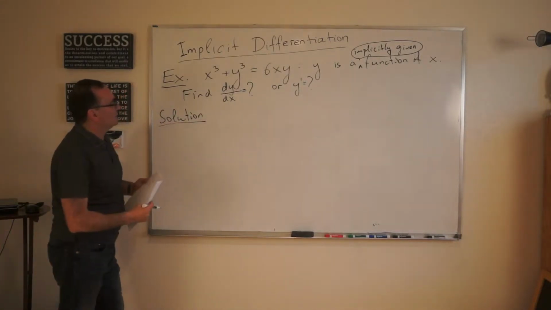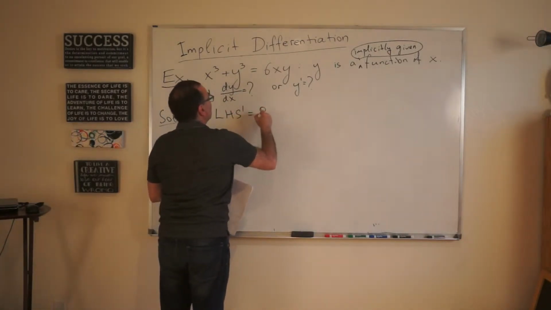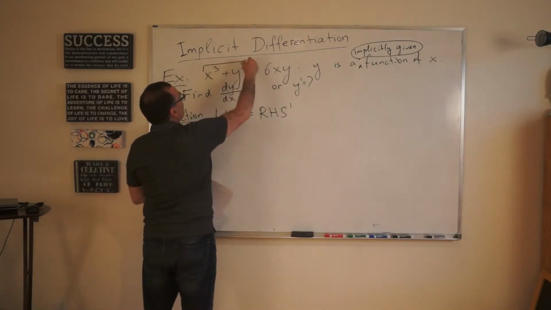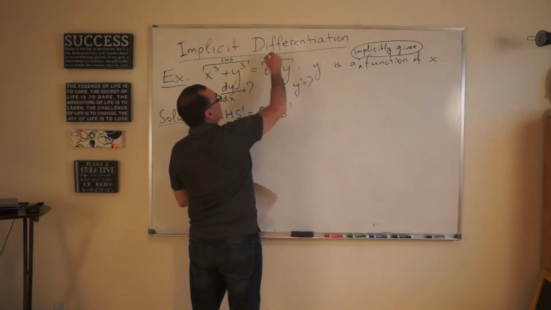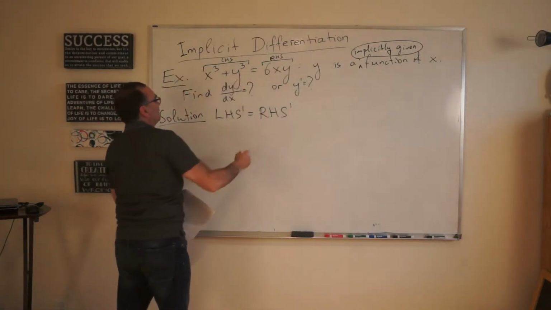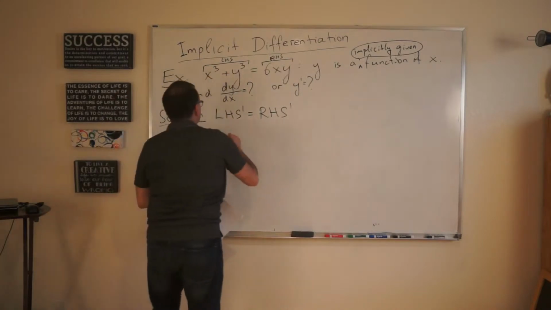Once again, the solution is standard, so we will do left-hand side derivative equals right-hand side derivative. Now, left-hand side derivative is this x cubed plus y cubed, and the right-hand side derivative is not a number, it is now 6xy. So again, let's calculate both derivatives carefully. So left-hand side in itself equals x cubed plus y cubed.